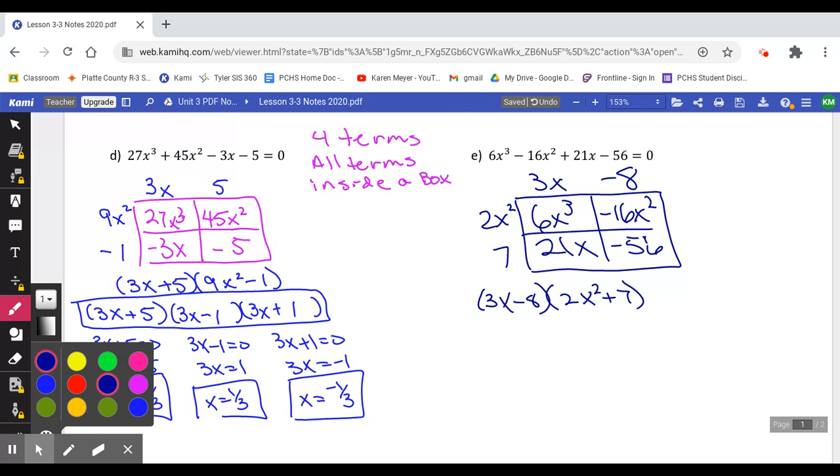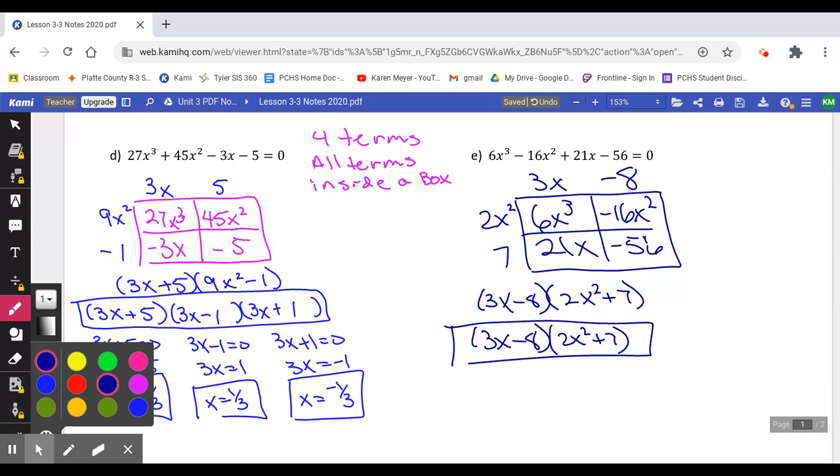Okay, can't do anything with 3x minus 8, so I'm going to leave that alone. My other parentheses, if I try to break it down, is there anything times itself that will give me 2? And hopefully everybody says no. So that one doesn't break down. We're going to leave it alone.